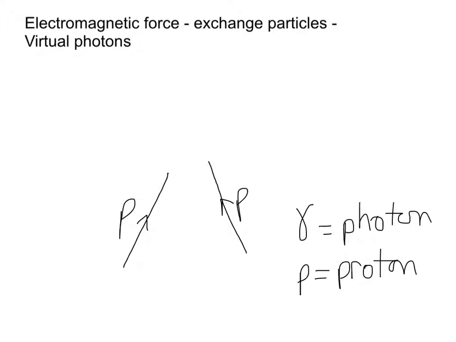Feynman's idea is that time runs upwards in the diagram. Okay, so you've got two protons moving together. They exchange a virtual photon, which we represent with a gamma symbol, and then the two protons repel.